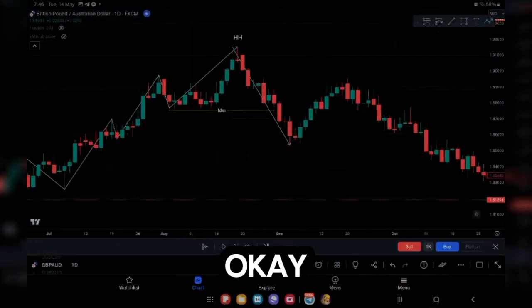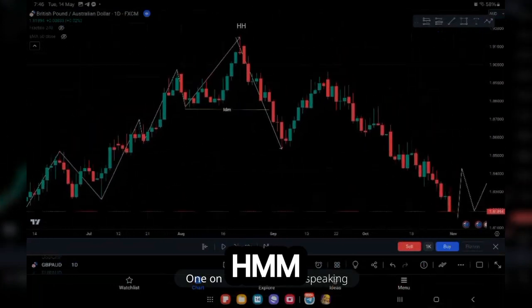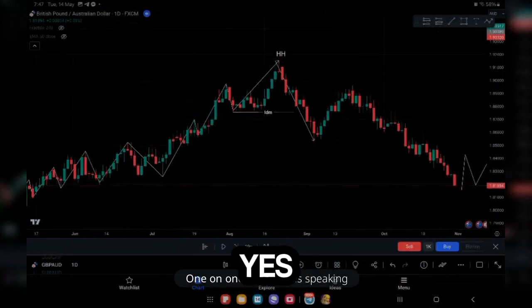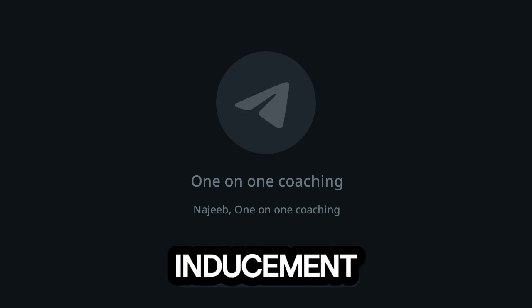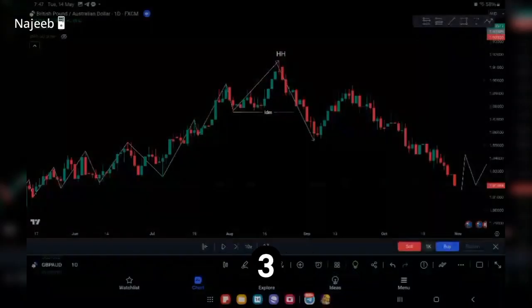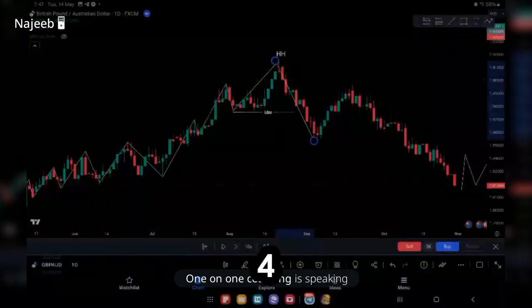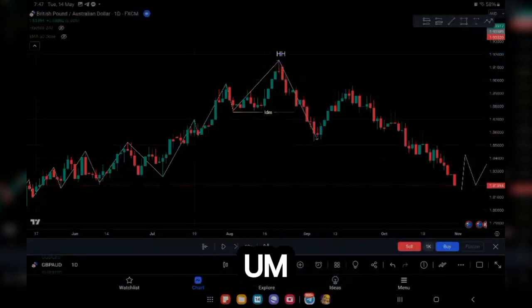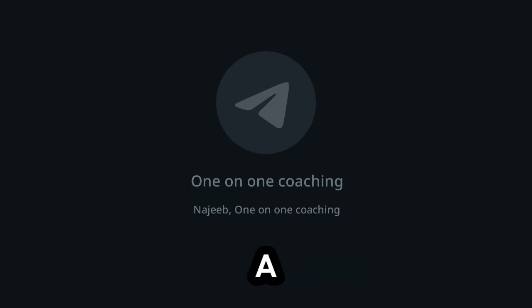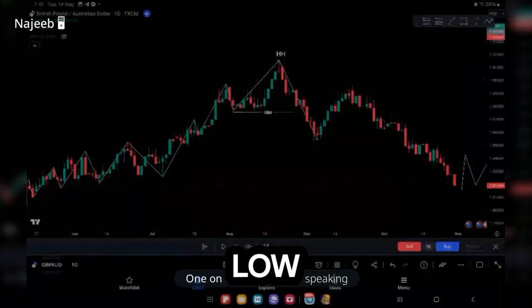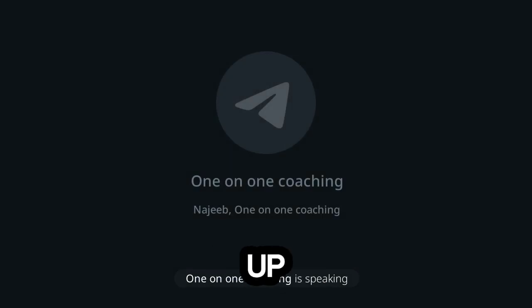Okay, hold on. Number 1 is impulse, right? Number 2 is what? Inducement. Good. Number 3 is what? Correction. Good. And number 4 is the higher high or the lower low, depending on the trend. If it is a downtrend, that would be lower low. If it is an uptrend, that's higher high.